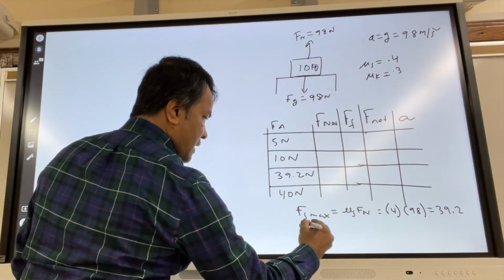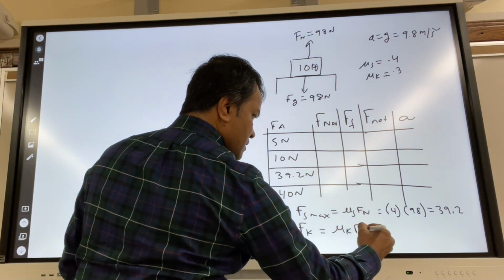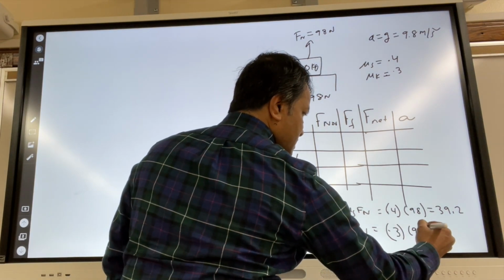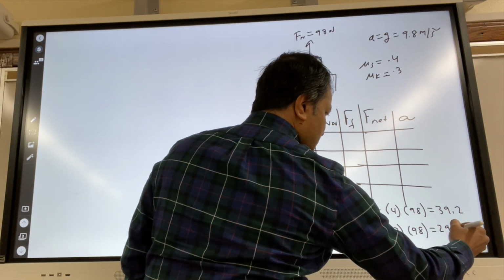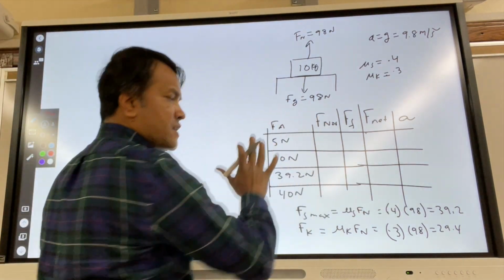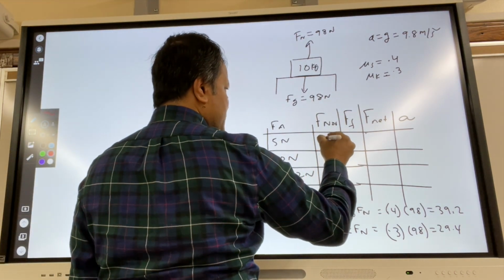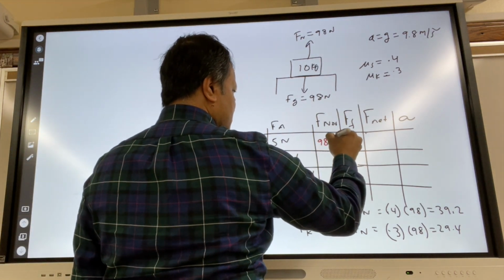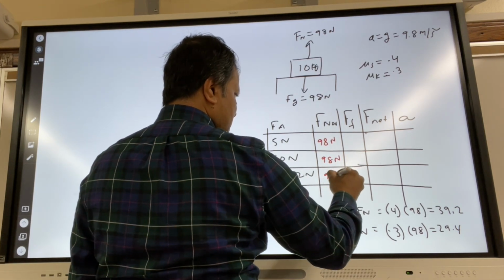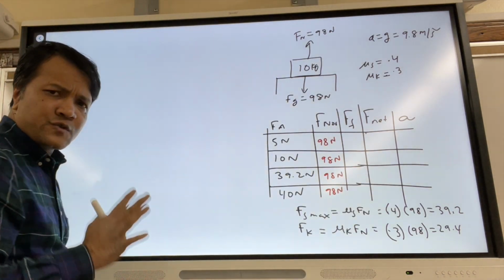Alright, now kinetic friction, mu k Fn, and mu k would be 0.3. Normal force is 98 Newton. There is no upward force acting on this box, so normal force is 98 Newton.